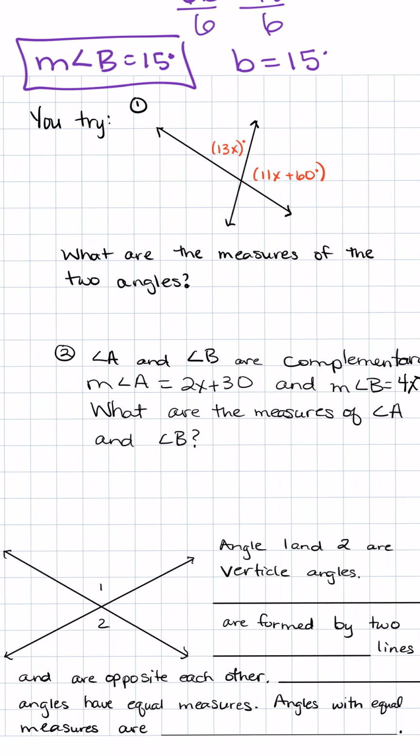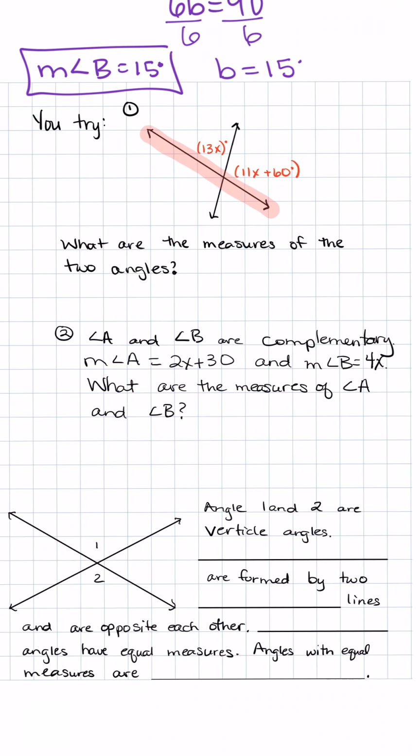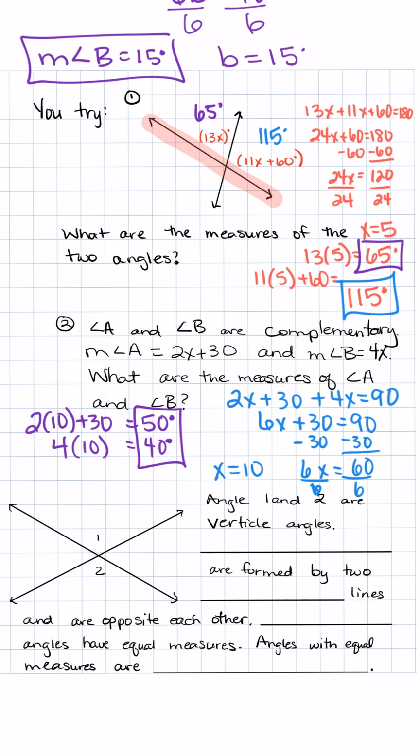So the next two, you try these. The first one, you're trying to figure out what the measures of these two angles are. Remember that this line right here is supplementary, so it'll equal 180. And then the second one is a similar word problem to the one we just did. Press pause, see what you can do. Come back to me when you're done.